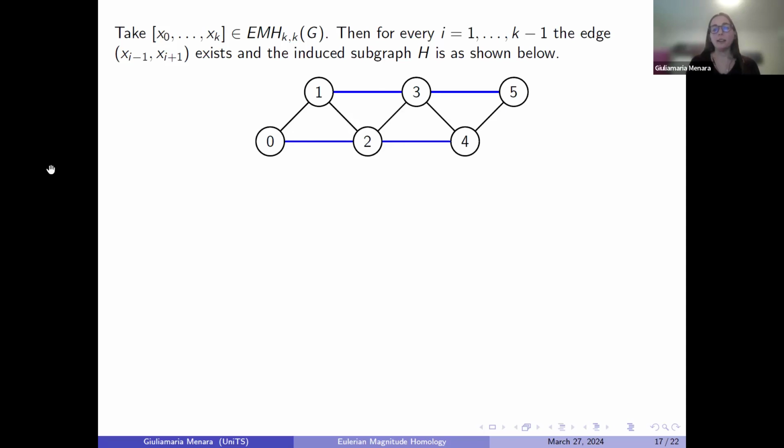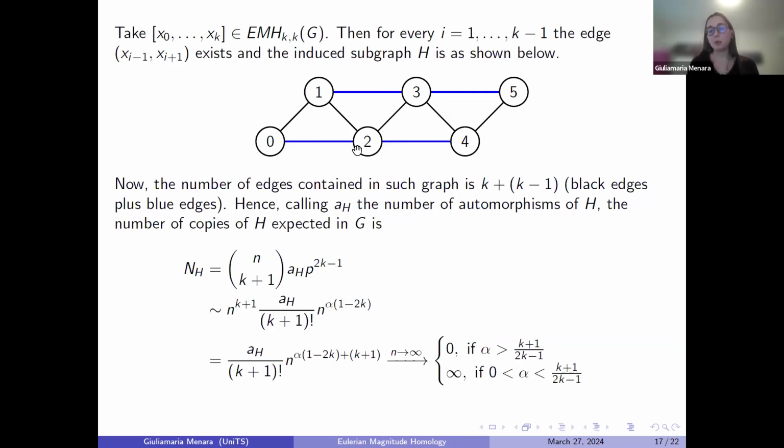So now this graph is going to have different vertices, so we can choose them in n to the 2k plus 1 ways, and then it's always going to have these k black edges that are the edges included in the original trail, in the original path, and then these k minus 1 blue edges that need to be there so that the differential vanishes. So this gives a total of 2k minus 1 edges that all appear with this probability because they are independent. And then we need to account for some number of permutations of this graph.